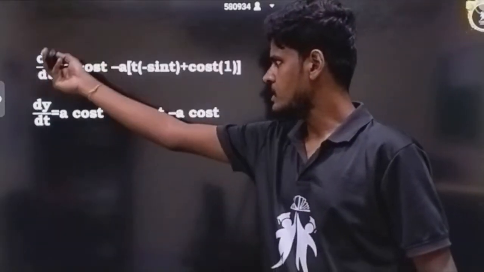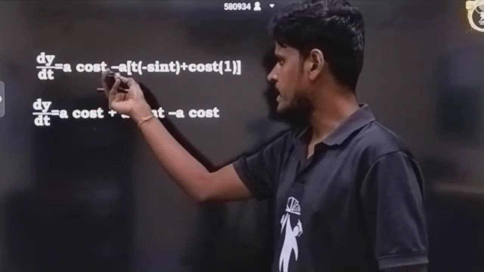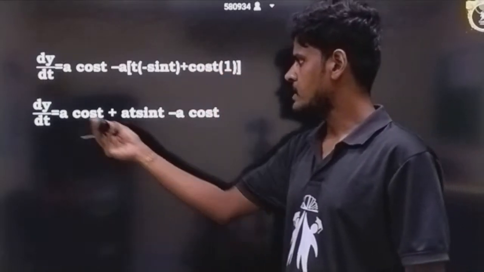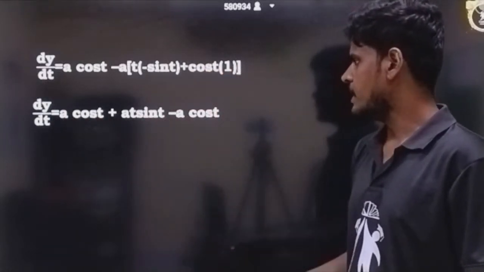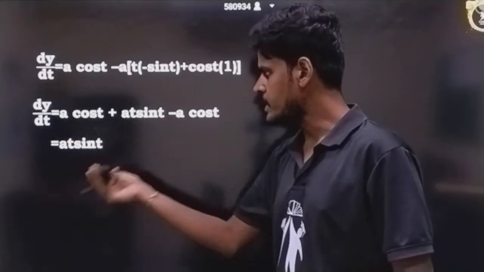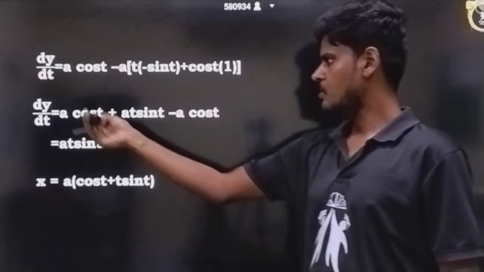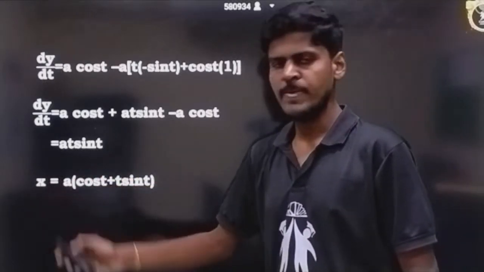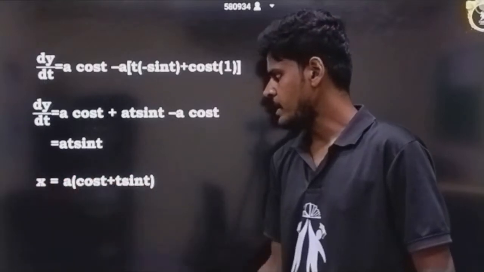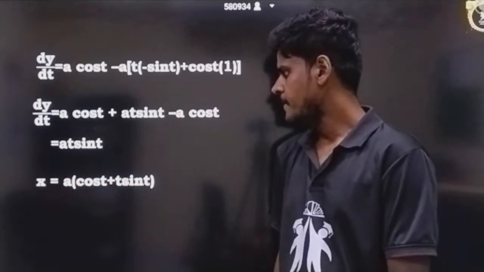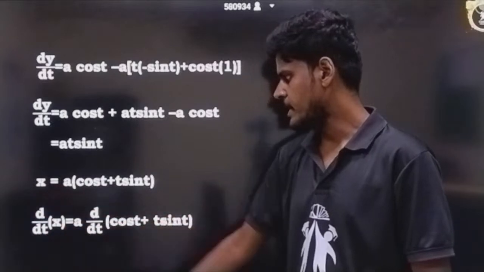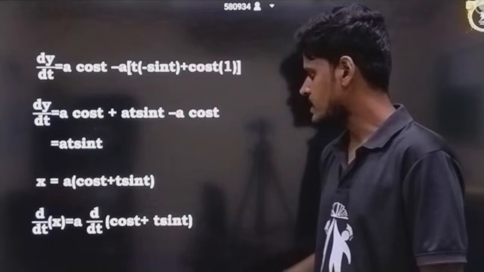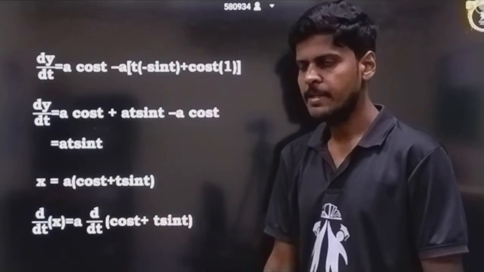So what is the final answer, students? Dy by dt is equal to a cos t minus a into t into minus sin t plus cos t. So the final answer is a cos t plus a t sin t minus a cos t. A cos t will get cancelled, so it is a t sin t. Dy by dt is equal to a t sin t. Now we have to see what is dx by dt. Again x is given by a into cos t plus t sin t. What is dx by dt? That is equal to, a is constant, again we will keep it outside and differentiate cos t plus differentiate t sin t.